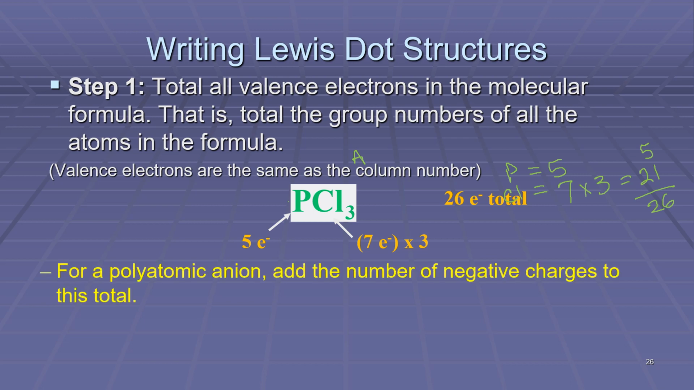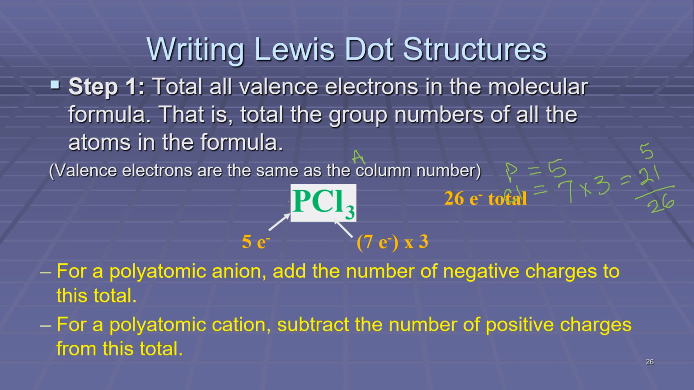Now, if you have a polyatomic ion, remember that a negative charge means it has an extra electron, so we have to add the charge to the total. But if it's a polyatomic cation, remember, positive means it has lost an electron, so we have to subtract the number of positive charges. Let's just do an example. For NO3 negative, nitrogen is in the 5th column. Each oxygen is in the 6th column, so 3 times 6, and then we add 1 more for that negative charge. That'll be 18, 23, 24.